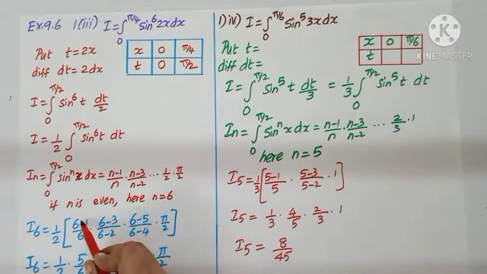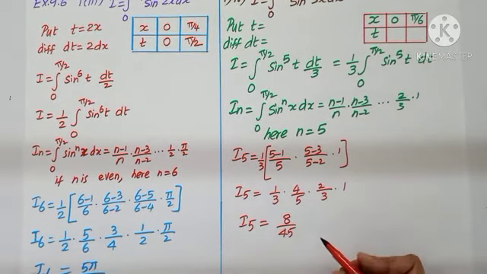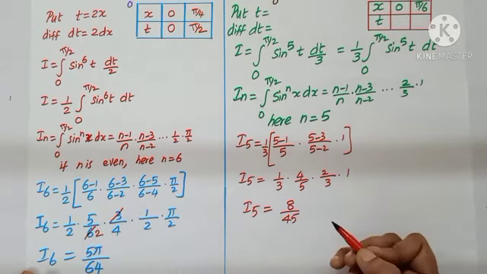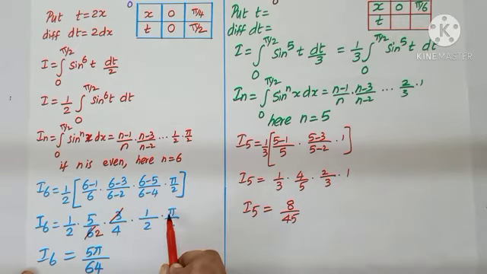As we simplify, it is 5 by 6, 3 by 4, 1 by 2 into pi by 2. We can cancel 3 with 6 as 2 times. So my answer is 5 pi by 4, 16 into 4, 64.